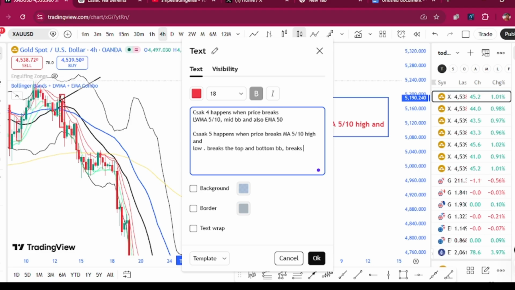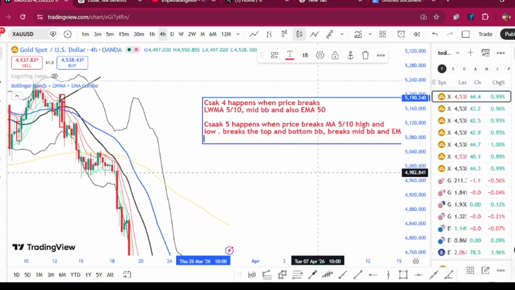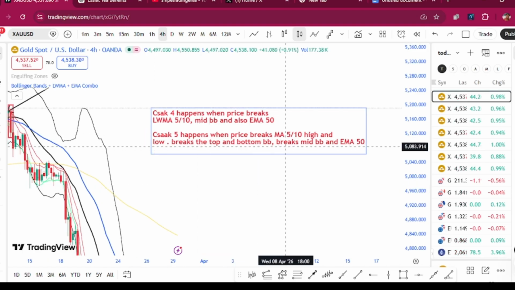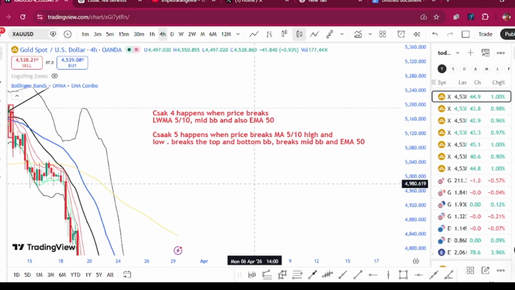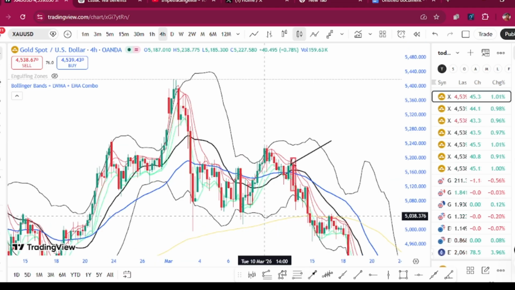breaks the mid BB and EMA 50. Okay, so this is CSAK5. It happens when price breaks the moving average 5 and 10 high and low, breaks the top and bottom BB, breaks the mid BB and EMA 50. Okay, so let's dive in to see an example of that.